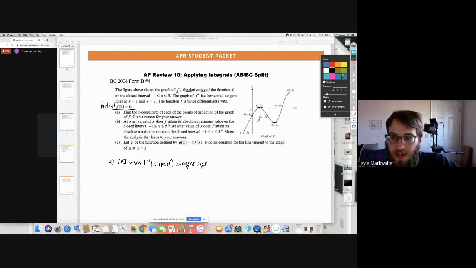Raphael, at what x values is that going to happen? Where does the slope of f prime change signs, Raphael? At what x values?